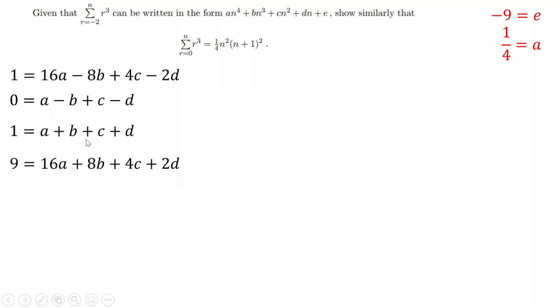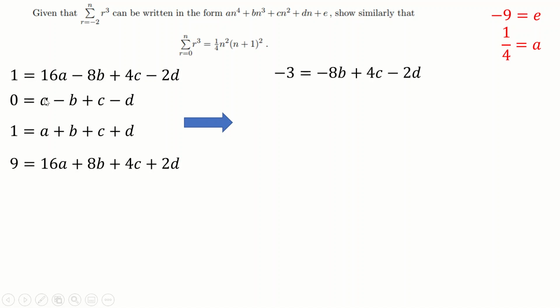So let's now return to those original equations I had without the e. But now I know that a is a quarter. And again, I'm going to do this quite quickly. If a is a quarter, then this is 4. 16 times a quarter is 4. Take away 4 from both sides. That becomes a -3.